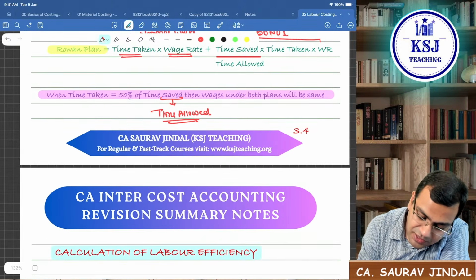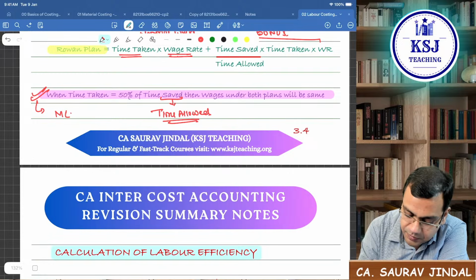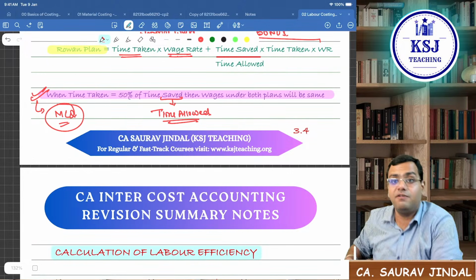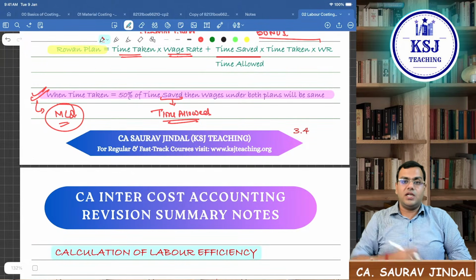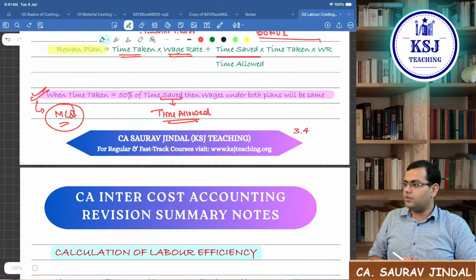Now, based on just this one relation, they can ask an MCQ. They can give you the information in such a way where this relation is to be used. Clear? So you have to be careful with this thing.